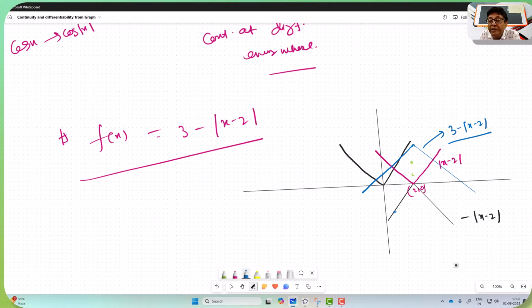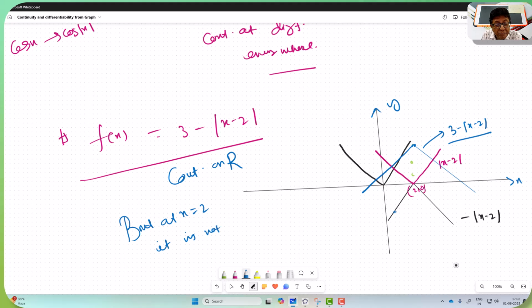Obviously, this function is continuous everywhere, continuous on R, but at x equal to 2, it is not differentiable. So there is a sharp end, a corner, a kink in the graph at the point x equal to 2. So it won't be differentiable over there.